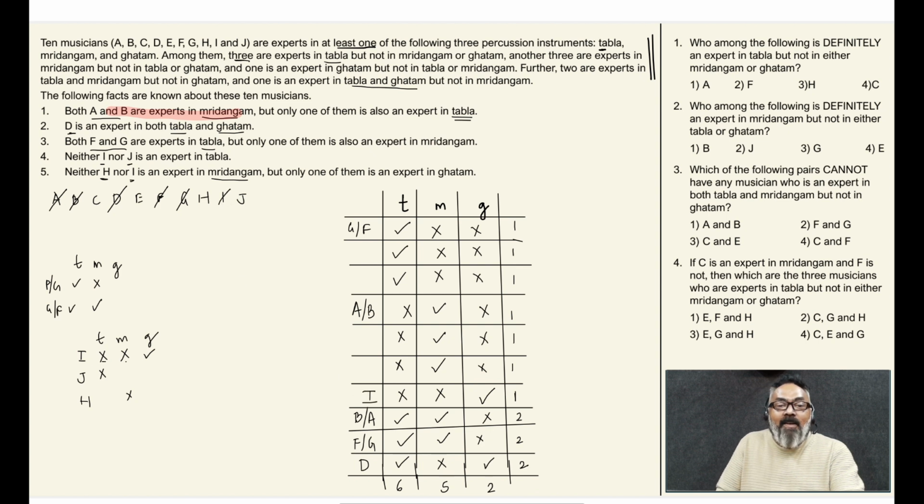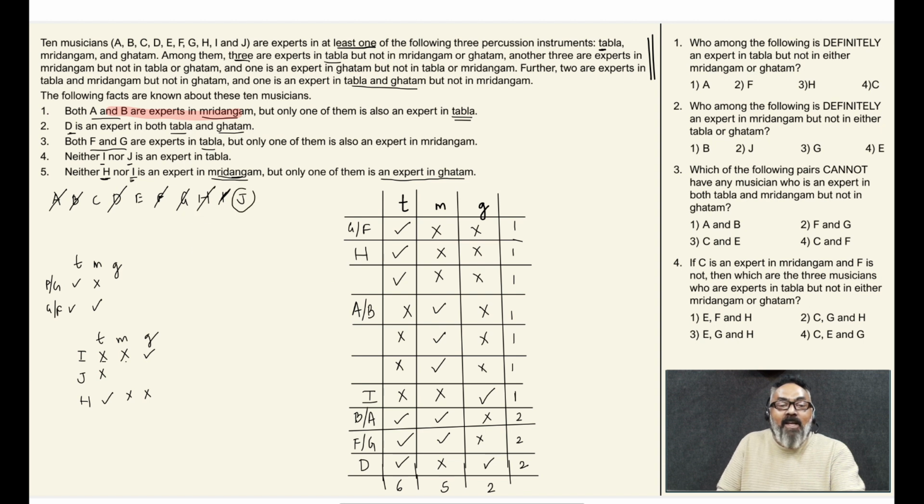And neither H nor I is expert in mridangam, but only one of them is expert in ghatam. Already I is an expert in ghatam, so H will not be an expert in ghatam. So tick cross cross. Where is tick cross cross? Here. Let's put H there. Okay, H is gone. I is gone.